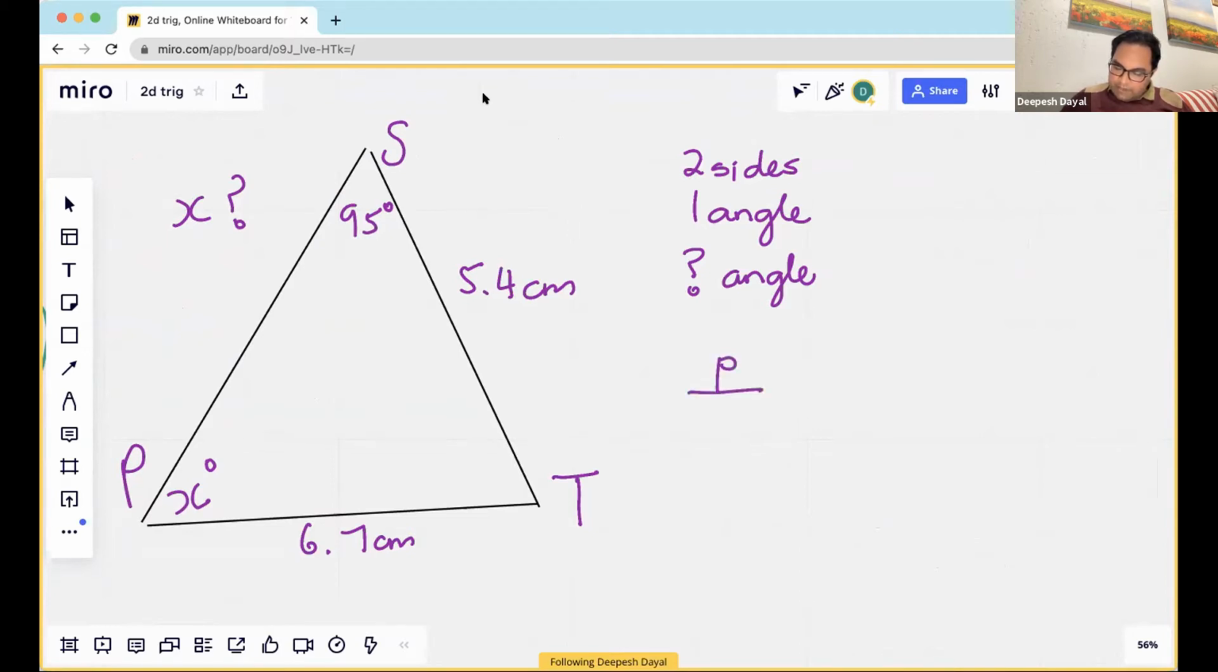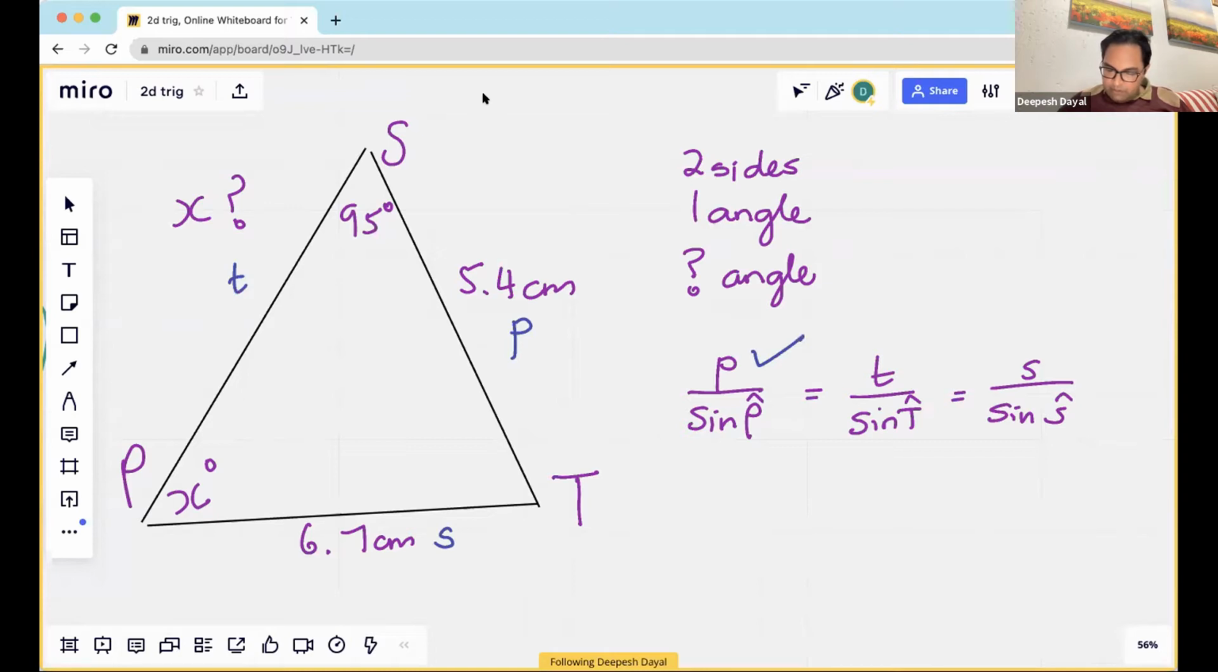P over sine P equals T over sine T. And then we have S. Remember, we put ticks now. So we're going to say here, this is S, this is T, it's P. We've got P, but we don't have sine P. We don't have T and we don't have sine T. We've got S and sine S. So we're going to use again these two ratios here.